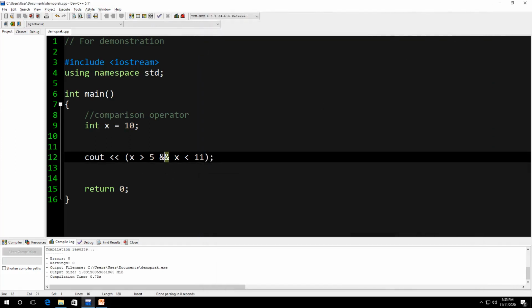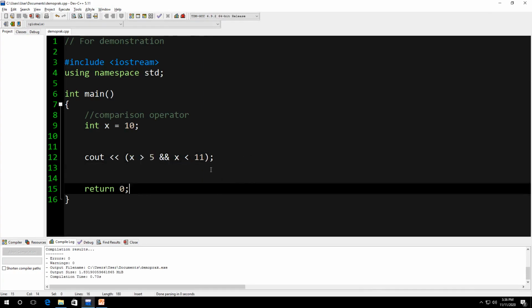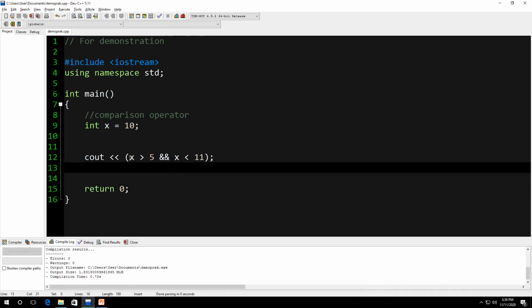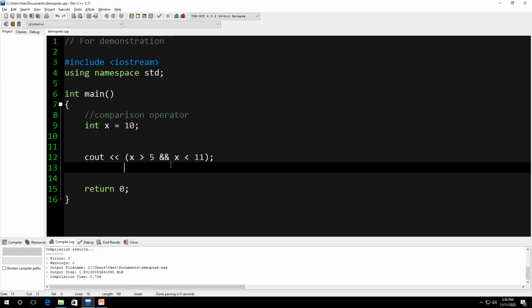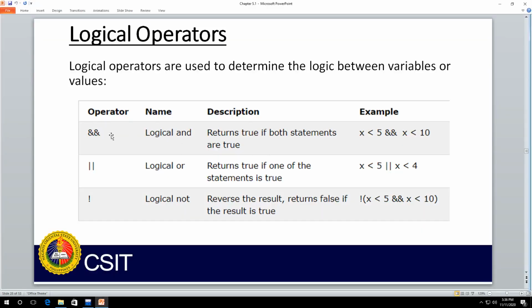So that's how you use logical operators. If one is false, then the final answer will be false. But if both are true, it will give you true as an answer. But if either one of them is false, it will give you false. So that's for the logical AND operator. Next is logical OR.